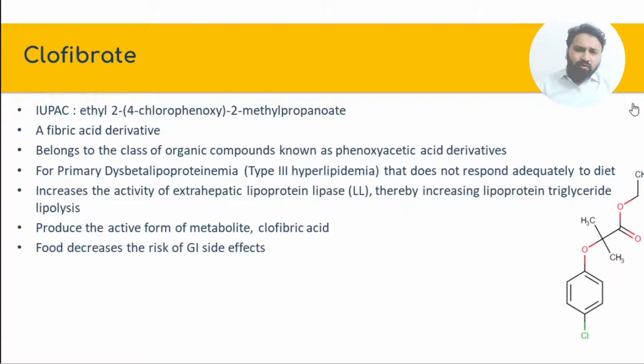So now this drug is basically used for the type 3 hyperlipidemia that does not respond adequately to diet. This type 3 hyperlipidemia, which does not respond adequately to diet, is basically dysbeta-lipoproteinemia, and this helps to control the high cholesterol and high triglyceride level. This drug also acts to lower the elevated serum lipid by reducing the very low density lipoproteins, which are rich in triglycerides.